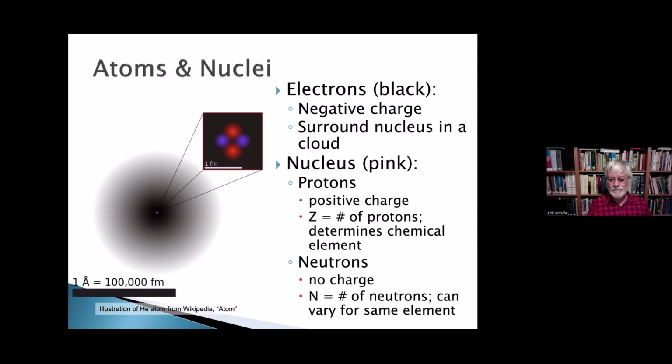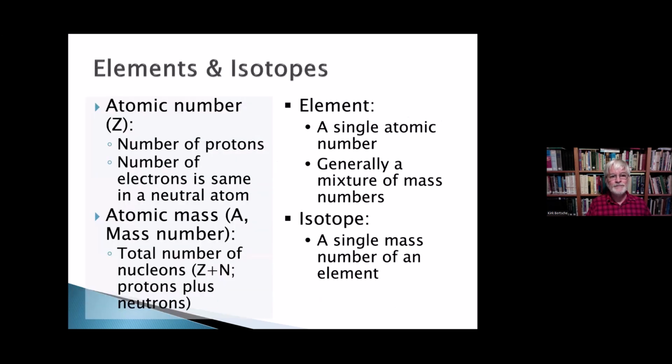like carbon, and to be carbon, it has to have 6 protons. So Z is 6 for carbon. And it can have 6 neutrons, 7 neutrons, or 8 neutrons and still be carbon. That would be carbon-12, carbon-13, carbon-14. So it can have different numbers of neutrons and still be the same chemical element.